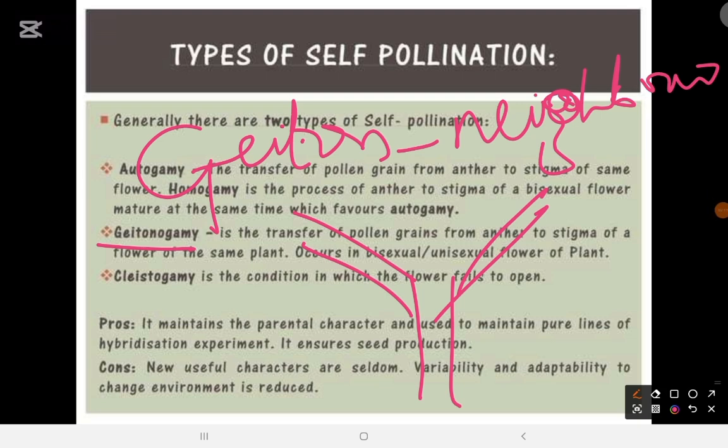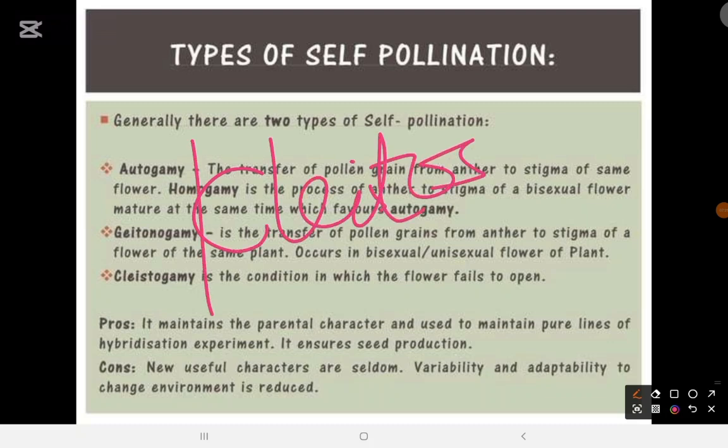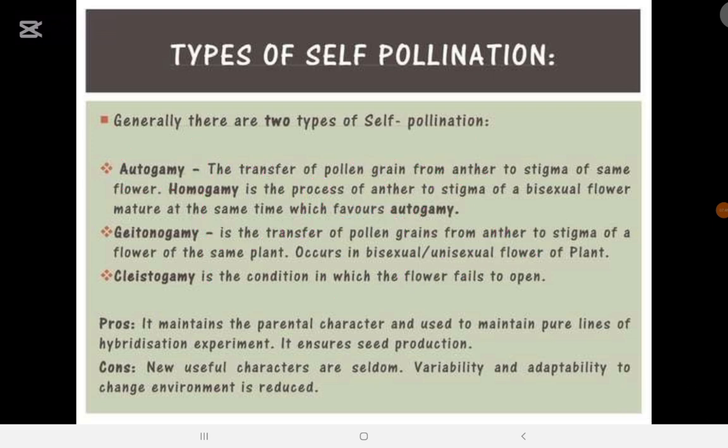Cleistogamy is a condition in which the flower fails to open. In fact, the word cleistogamy is gotten from the Greek word kleistos, and kleistos means close. Is that okay? It means closed. Because the flower is not open, it is only able to self-pollinate. It's not opening up its floral parts, its reproductive structures, so that cross-pollination can occur. Because of this reason, only self-pollination can occur.